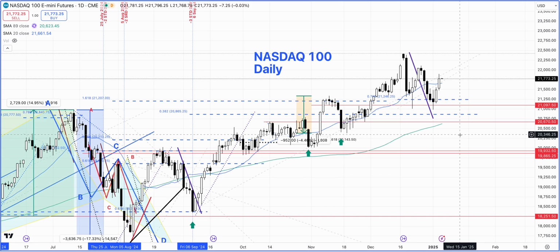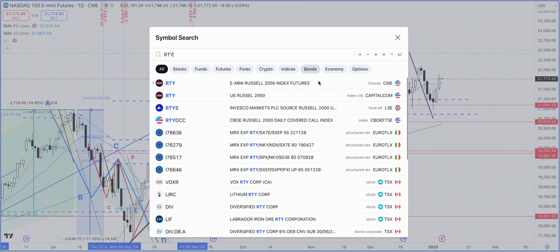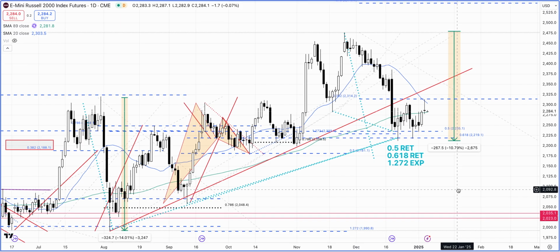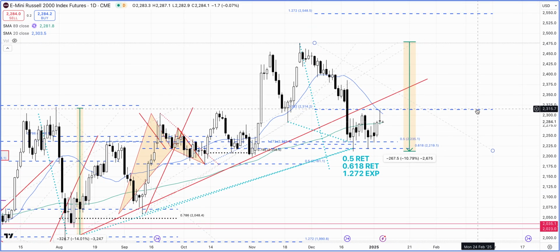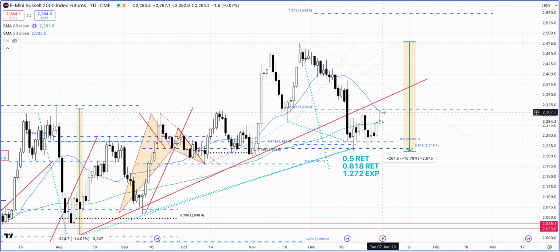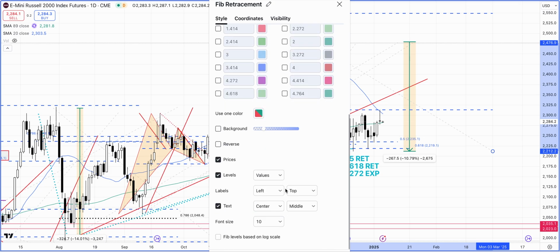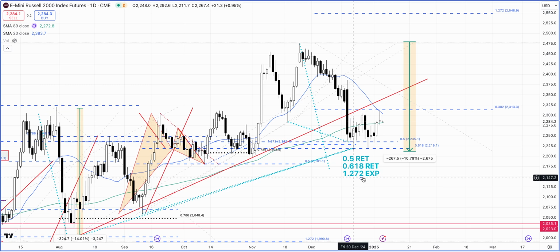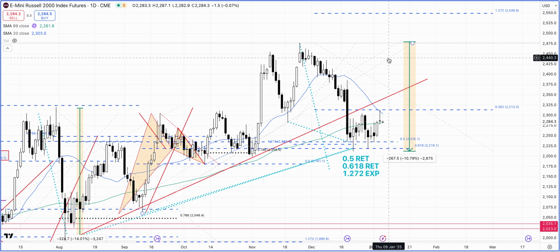Now, let's take a look at the Russell. So this is the Russell, and it is presenting a slightly different kind of picture. Here, what we have is this. Let me move it to the right-hand side. It found resistance right at the 38.2% retracement. But as long as this low is held, because we have this harmonic 50%, 61.8%, 1.27, pretty strong support in the double bottom here, the chances are it's still likely to move higher.